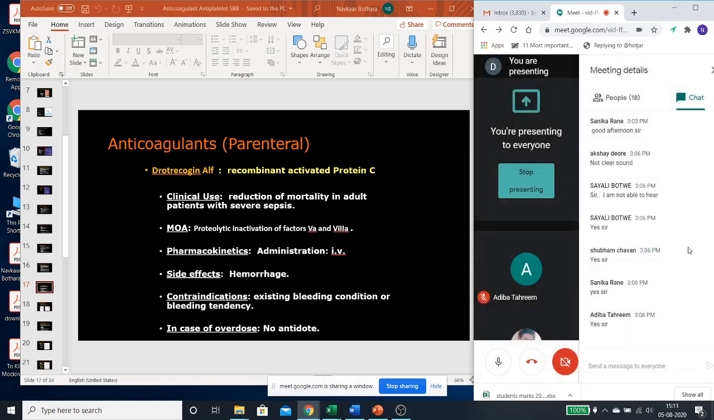So, this is the situation. The side effect is hemorrhage. Contraindication is again existing bleeding condition or bleeding tendency, and there is no antidote in case of overdose. Then next in this case is how the oral anticoagulants act.